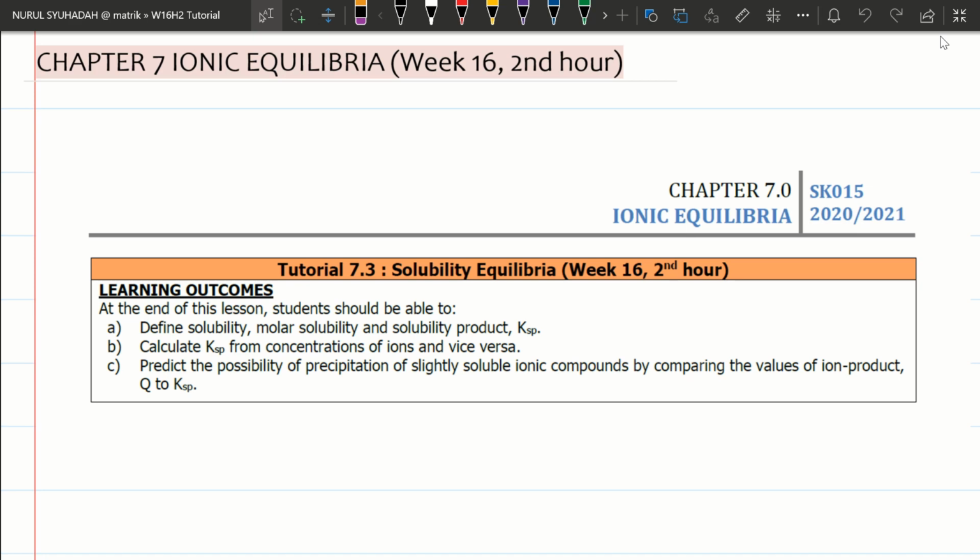For this video, we're going to look at subtopic 7.3, Solubility Equilibria. At the end of this lesson, you will know how to define solubility, molar solubility, and solubility product, Ksp. You will learn how to calculate Ksp from concentrations of ions and vice versa. And lastly, you will know how to predict the possibility of precipitation of slightly soluble ionic compounds by comparing the values of ion product Q to Ksp. Okay, so let's take a look at what we have today.